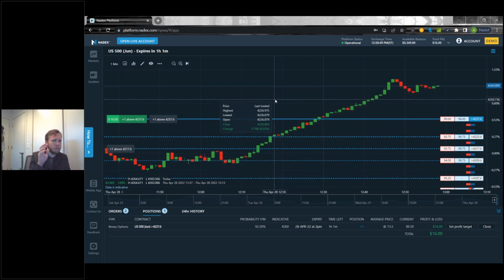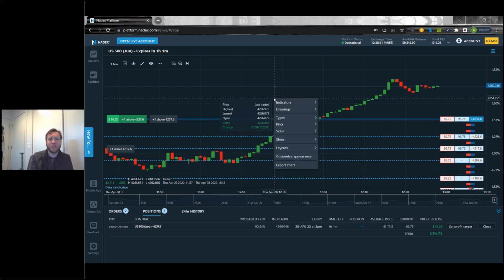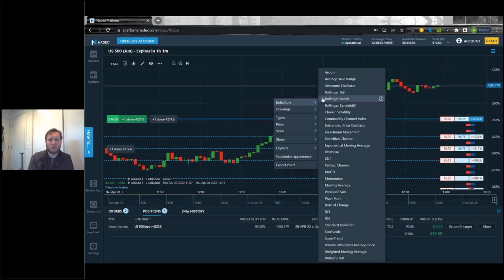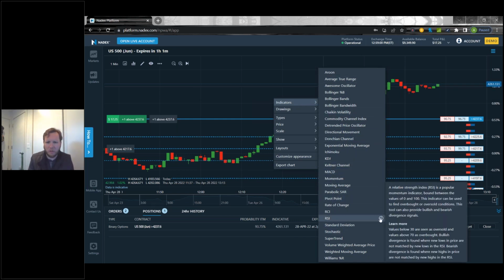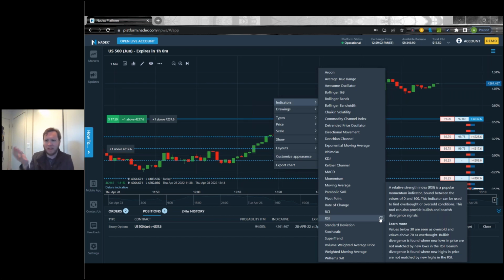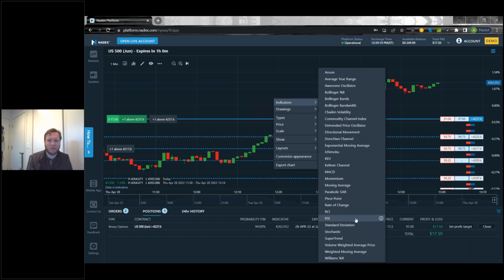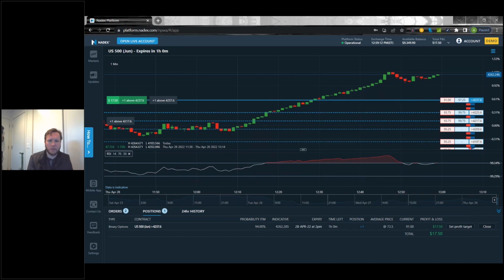So a couple of indicators we have here. We have RSI, the first one. RSI stands for Relative Strength Index. The relative strength index is a momentum indicator, and if we look at our little blurb here, it says it's a popular momentum indicator, found between the values of 0 and 100. I'll let you read this on your own time, but if we overlay it on the chart, we'll see our RSI period here.